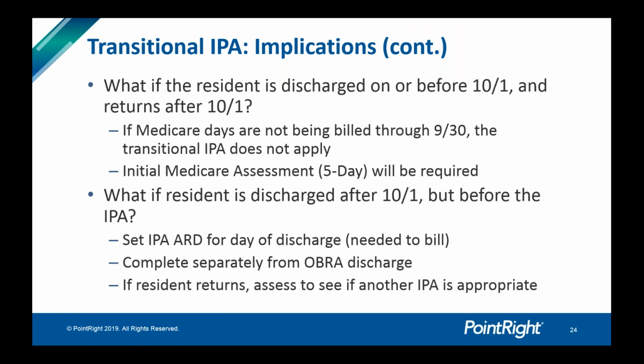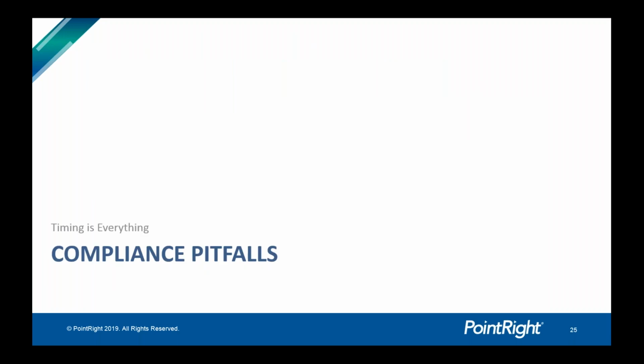And then if and when the resident comes back, you can assess them. If another IPA is appropriate, then go ahead and do it, and you will get the appropriate reimbursement for that resident going forward. I hope you don't have any hard questions for me after that. It's hard to come up with these scenarios and think through everything that might possibly happen, but as you can see, a lot can happen, as you know.